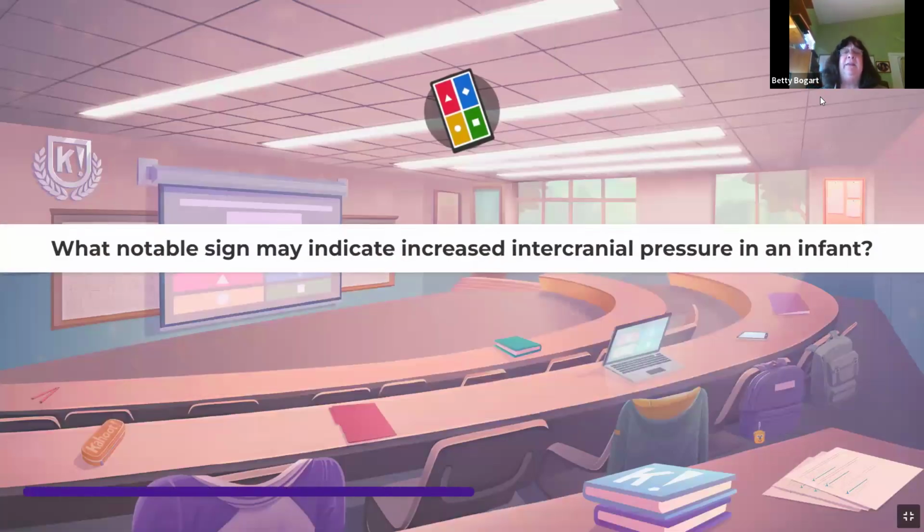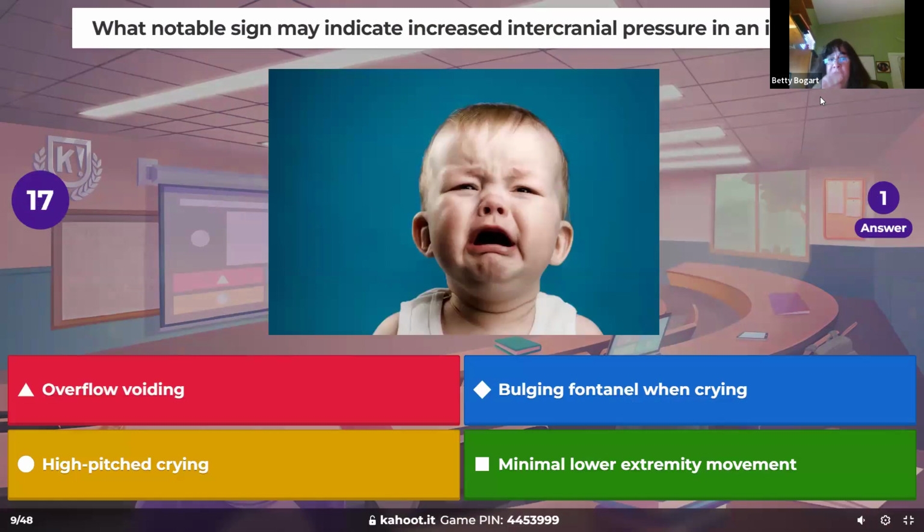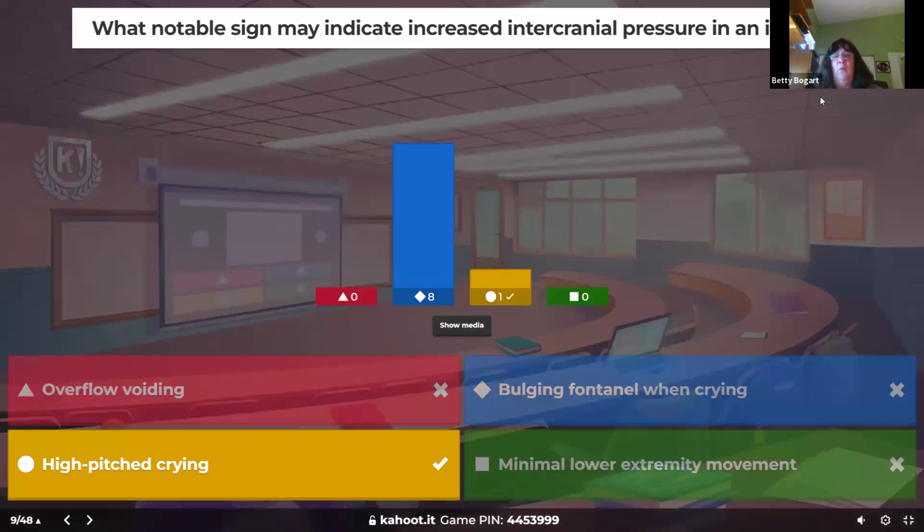What notable sign may indicate increased intracranial pressure in an infant? There's many reasons why you could have increased pressure. Most of the time with infants it's hydrocephalus. In older kids, it might be a fall that's causing it, but usually the infants is what we think of. And one of the things that you can hear from a neuro infant, we used to call them, is their cry. It's different and it's higher. And you could walk into a room of crying babies and go, "Oh, that kid, something's wrong neurologically." You can actually hear it.